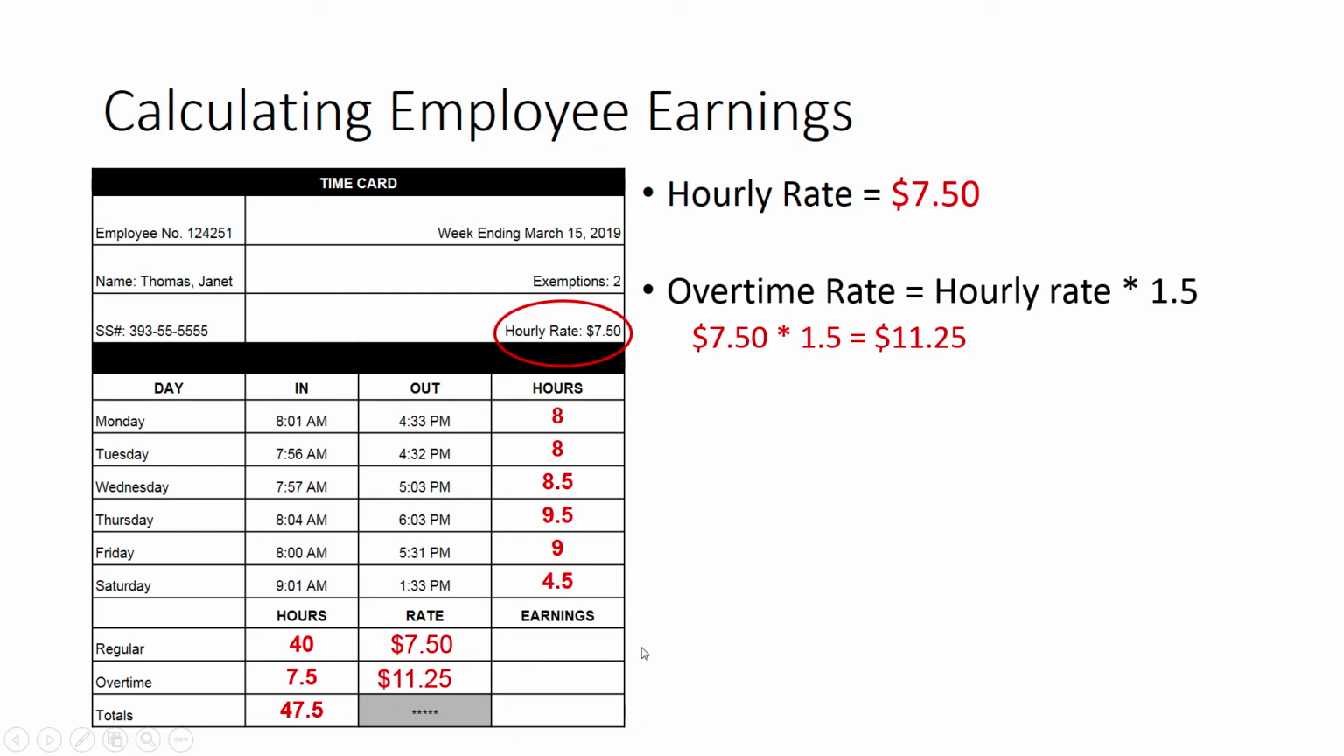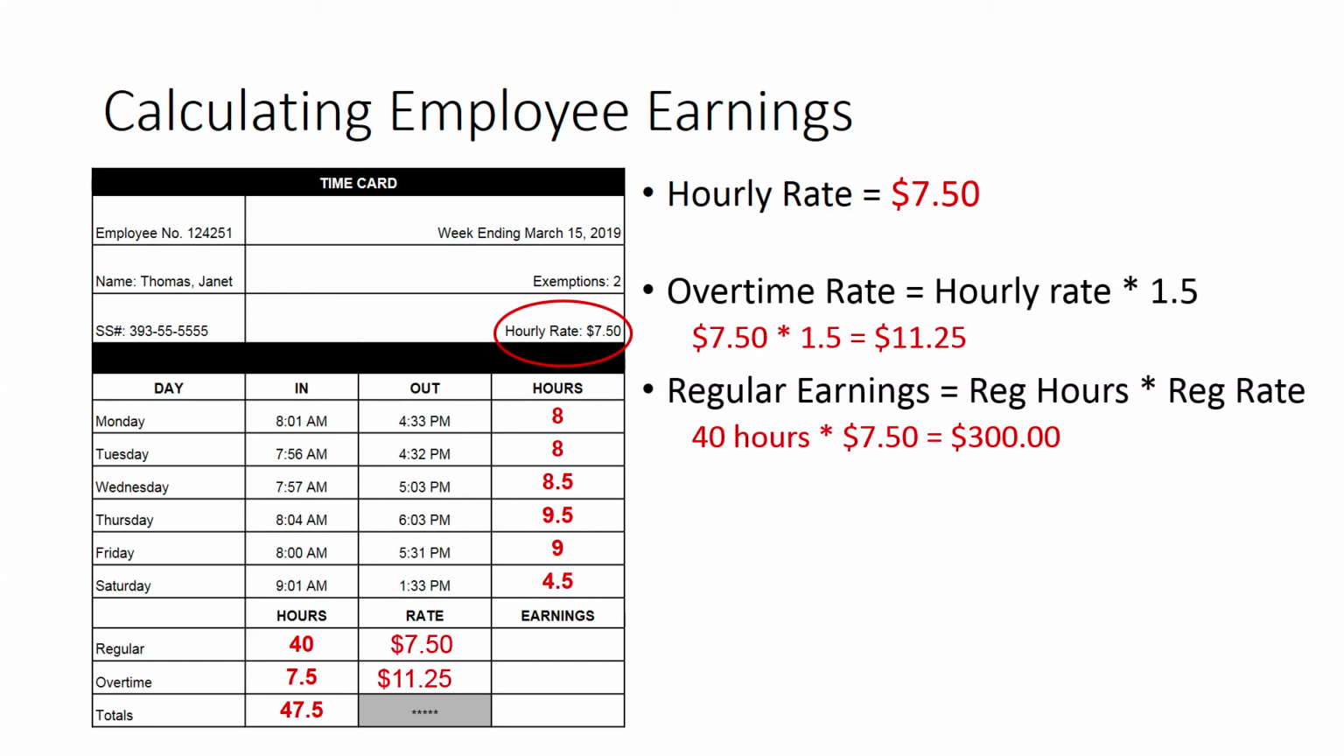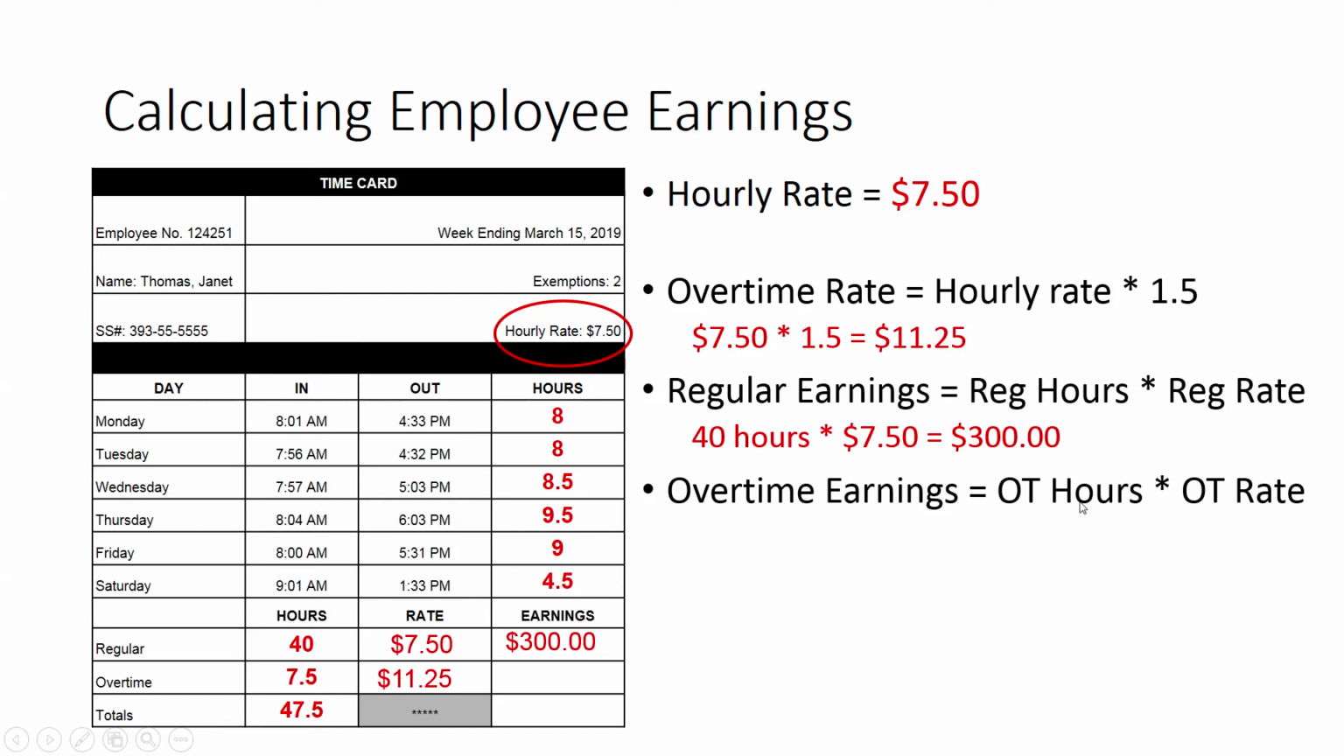Now we need to calculate their earnings. So the first step is to figure out their regular earnings based on their 40 hours. So you're going to take 40 hours times $7.50, which equals $300. So for their regular work week, they earned $300. And then overtime, you're going to take the hours they worked, so 7.5, times $11.25 that they earned per hour, which then is going to equal $84.375, and we want to round to the nearest penny. So we are going to round that to $84.38, and then we need to plug that into the overtime earnings.